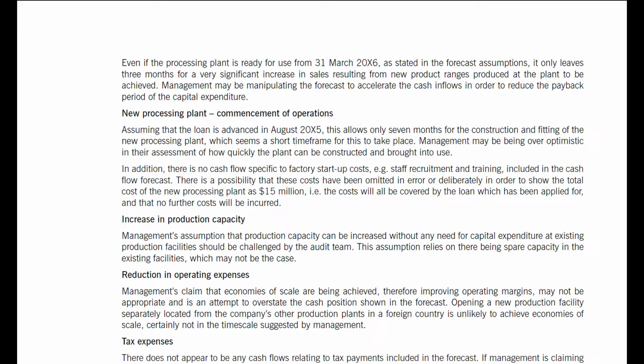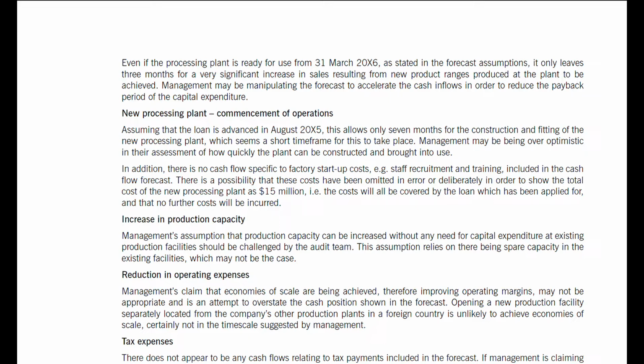New processing plant commencement of operation. Assuming that the loan is advanced in August 2025, this allows only 7 months for the construction and fitting of the new processing plant, which seems a short time frame for this to take place. Management may be being over optimistic in their assessment of how quickly the plant can be constructed and brought into use.